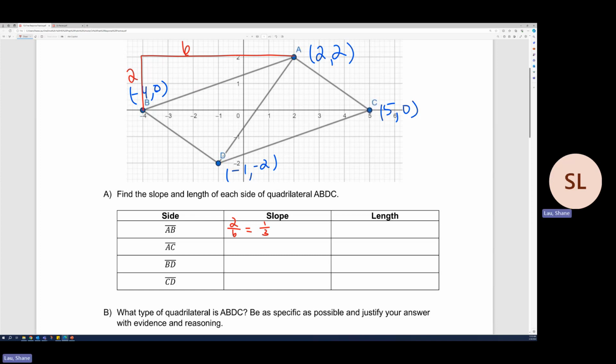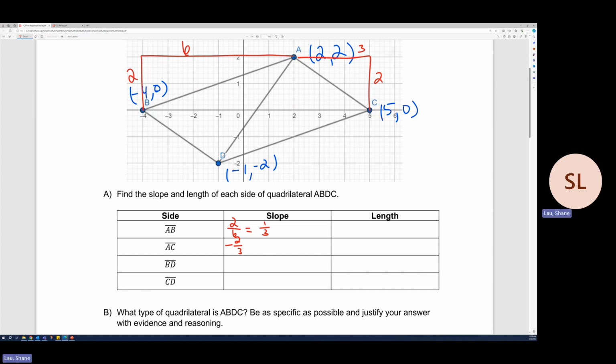We'll do the same thing for AC. We do our rise, then our run. We get 2 and 3, so a rise of 2 and a run of 3. But remember, if we go downwards, we're negative. So we're actually going to be negative here.